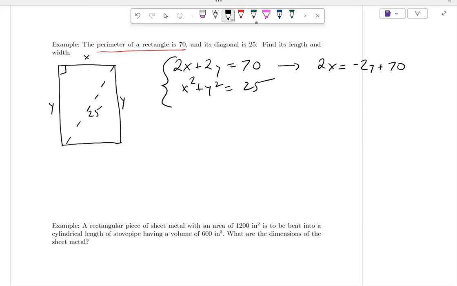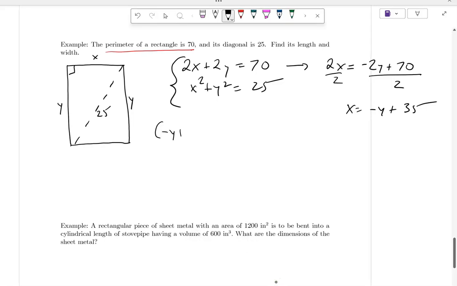So I'd subtract the 2y and then I divide everything by 2, right? So x would be negative y plus 70, or 70 minus y, whichever way you want to write it. Or not 70, 35. What do we do with that now? Yeah, plug it in for the x in the second equation, right? Negative y plus 35 squared plus y squared equals 25.